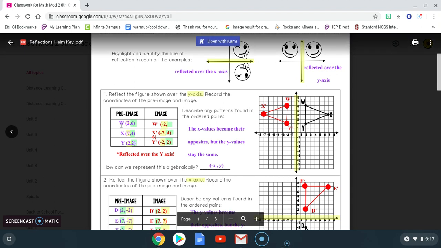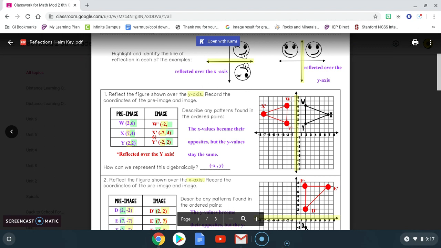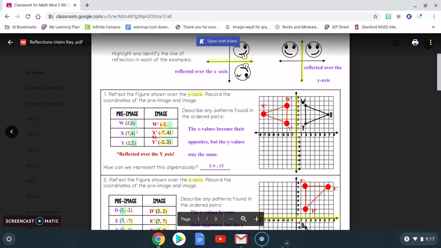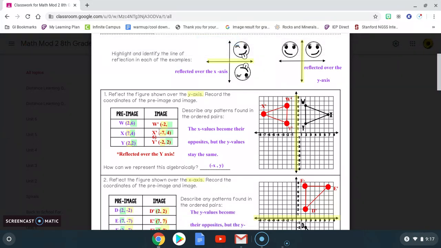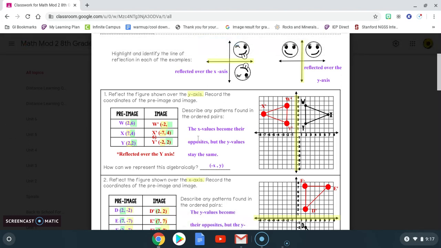So you reflect it over. But what do we notice? My 6 went all the way down here for some reason, I'll have to fix that. But the 2 became negative, and the 6 stayed the same. So for W prime, it's negative 2, 6. For X, it was 7, 4, and now it's negative 7, 4. For Y, it's 2, 2, but now it's negative 2, 2. So if it's reflected over the y-axis, the x values become the opposites, and the y values stay the same.